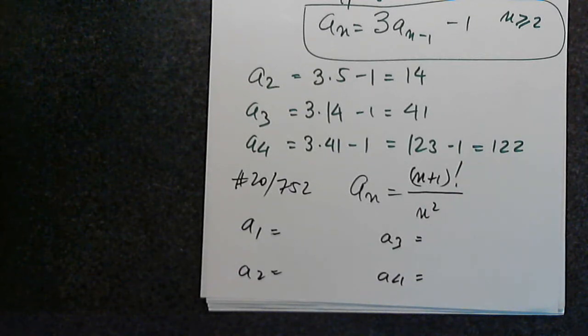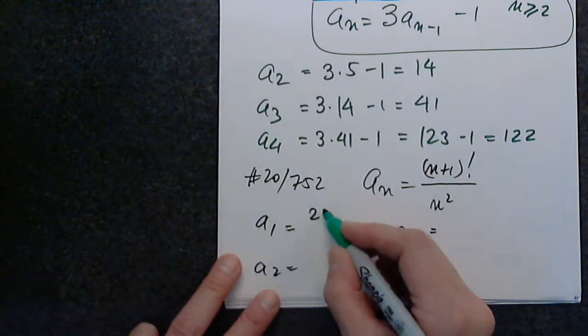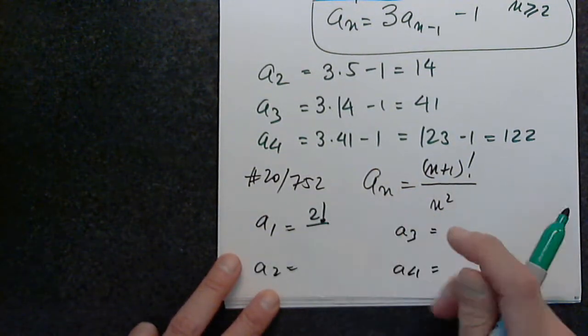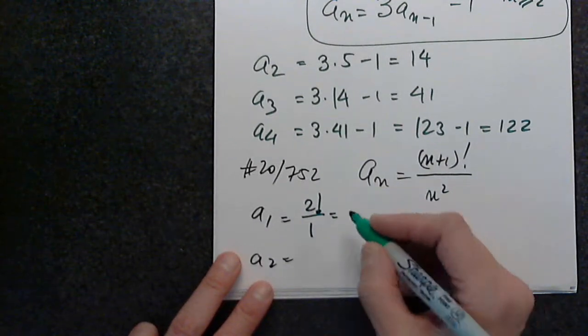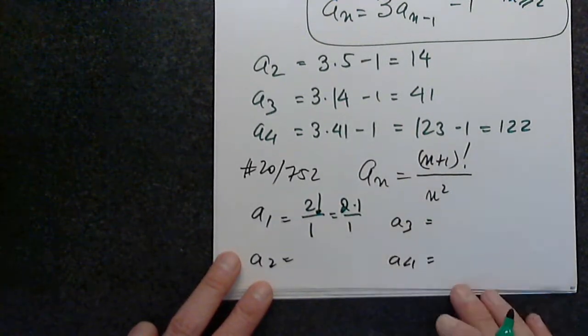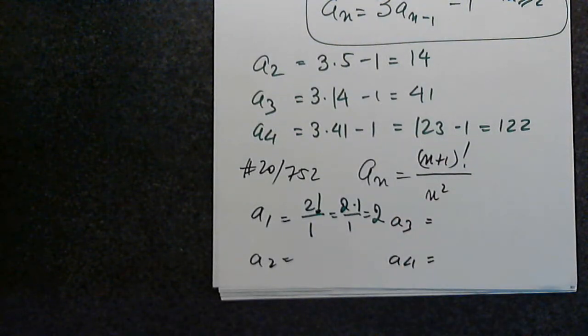All I have to do is, in order to determine A1, I will have to replace n by 1. So how much is 1 plus 1? Okay, so that's 2 factorial. And 1 squared is 1. How much is 2 factorial? It's 2 times 1 over 1. So then the answer is 2. And this will not have any impact on the next, and the next, and the next.